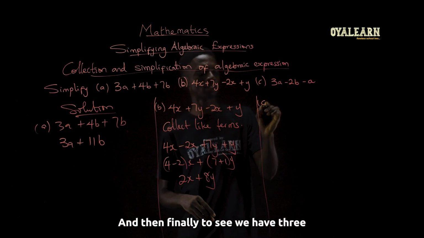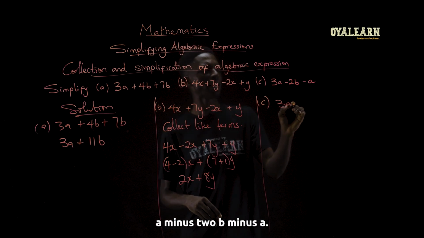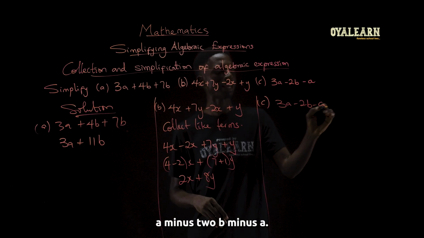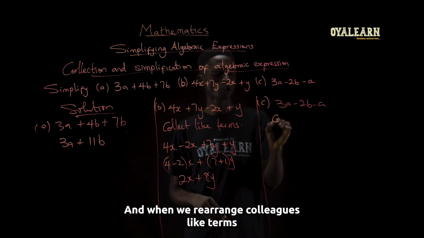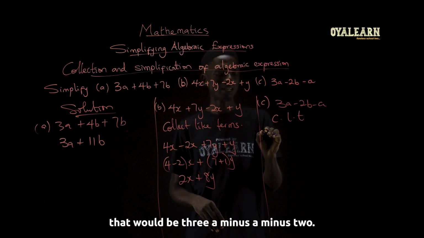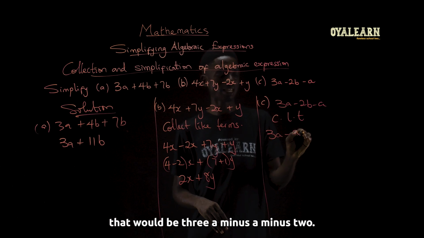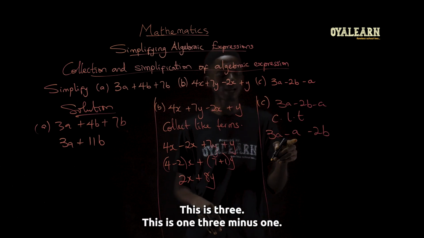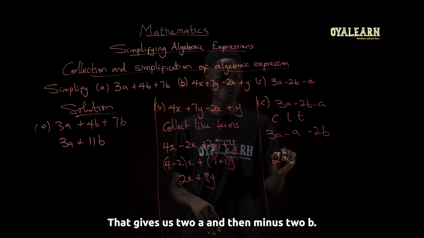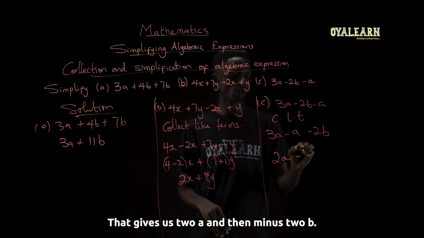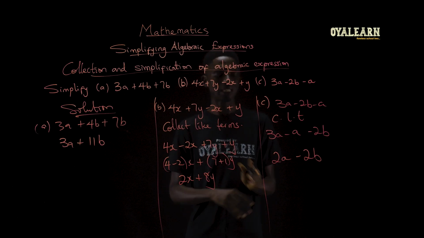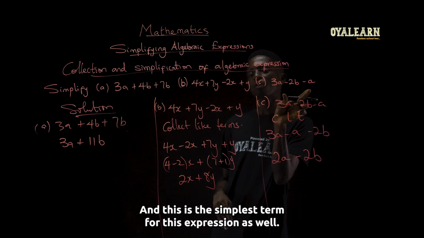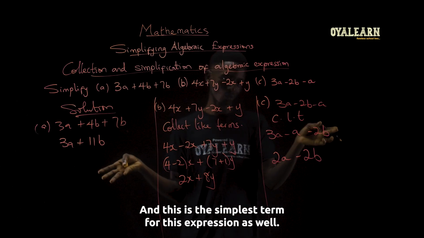And then finally to C, we have 3a minus 2b minus a. And when we rearrange, collect like terms, that will be 3a minus a minus 2b. This is 3, this is 1. 3 minus 1, that gives us 2a. And then minus 2b. And this is the simplest term for this expression as well.